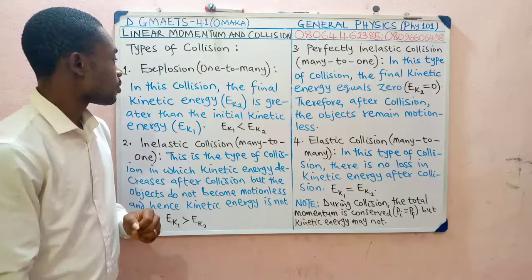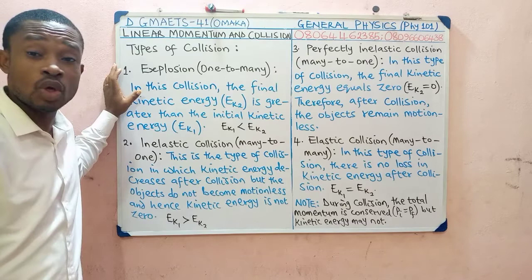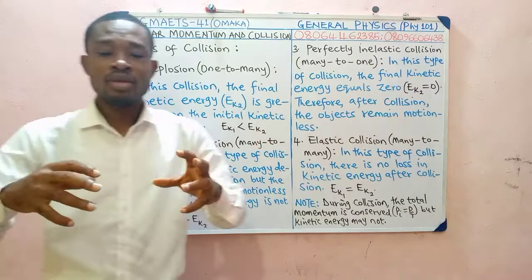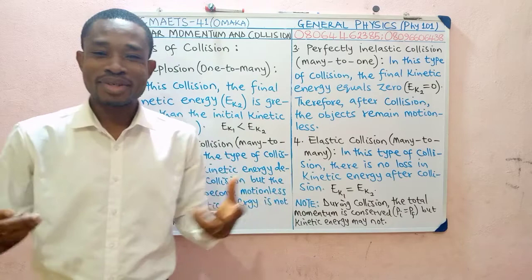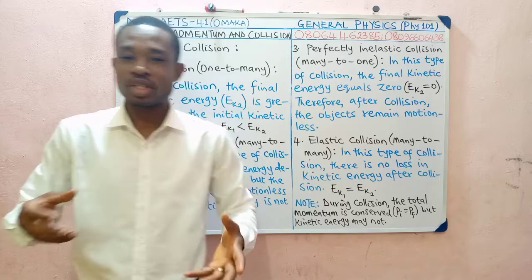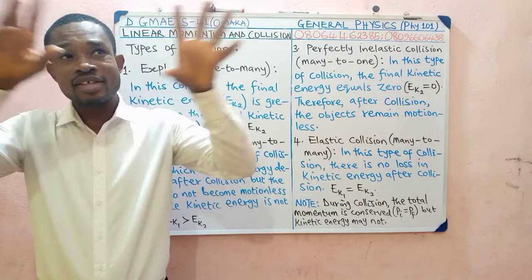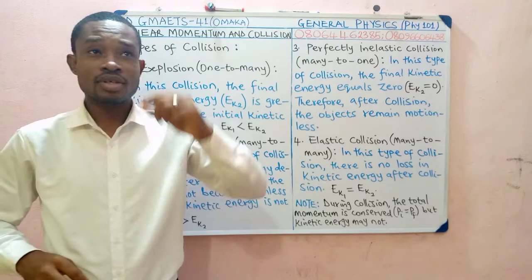The first we have here is explosive collision, or simply explosion. This collision is also known as one to many. Imagine one object colliding and then scattering. It happens in the case of fireworks. So you might wonder where it gets its energy from. Remember, it has a stored potential energy. If you fire a firework, it reaches a maximum height and then it scatters. The knowledge of projectile helps us to calculate the maximum height at which it explodes.